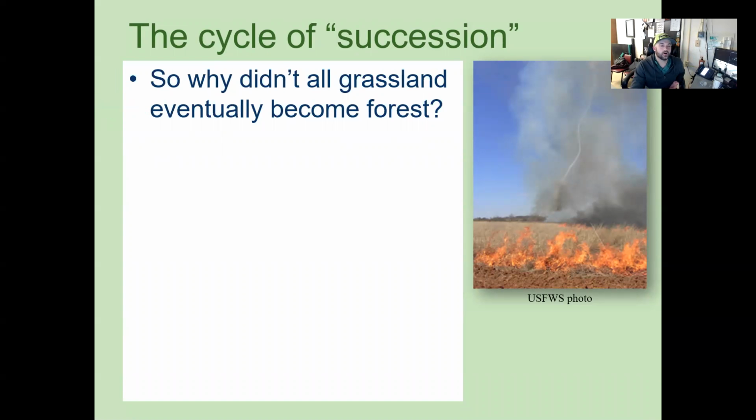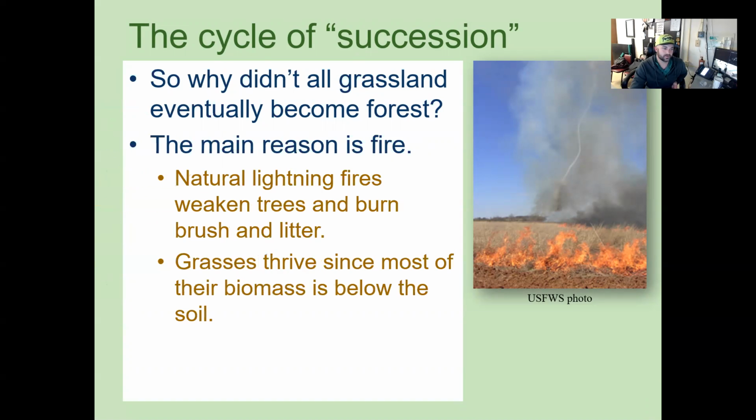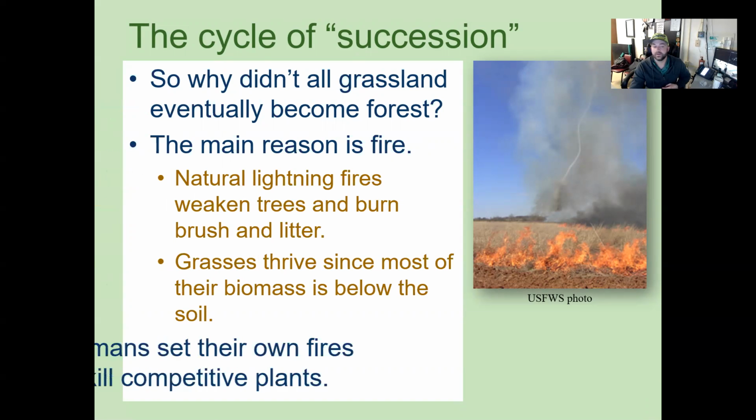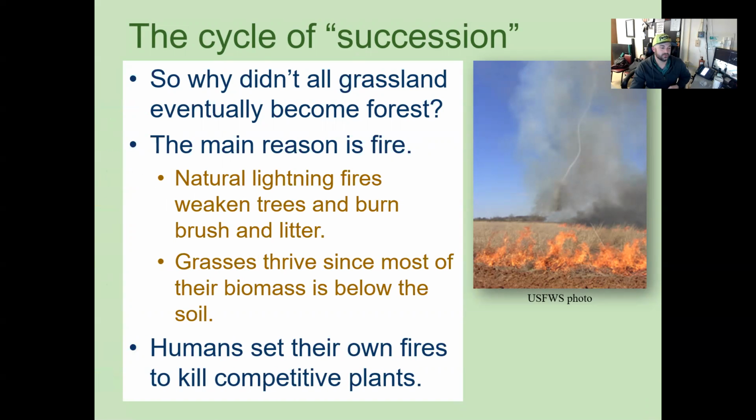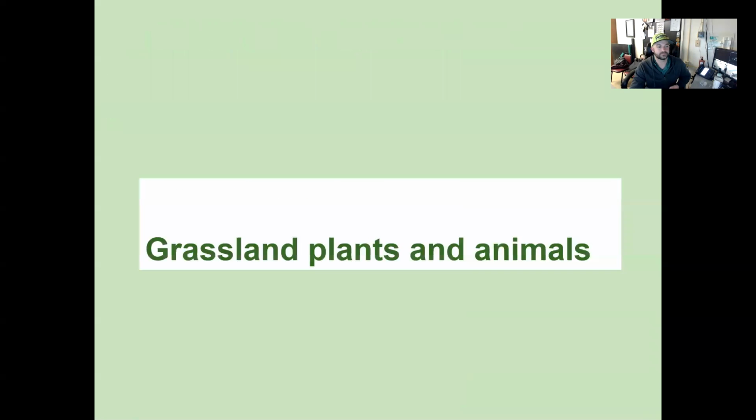So why didn't all grassland eventually become forests? The main reason is fire. Natural lightning fires weaken trees and burn brush and litter. Grasses thrive since most of their biomass is below the soil. And humans set their own fires to kill competitive plants.